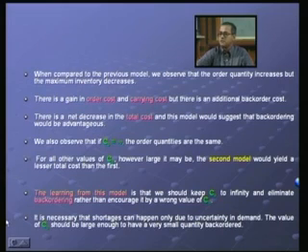Now we also observe that if Cs is infinity, the order quantities are the same. For all other values of Cs, however large a value we may give, the second model would yield a less total cost than the first and would always suggest that back ordering is advantageous. Now what is the learning from this model? The learning from this model is that we should keep Cs at infinity if we do not want back ordering and eliminate back ordering. The idea should be to eliminate back ordering by fixing Cs to infinity rather than encourage it by a wrong value of Cs.